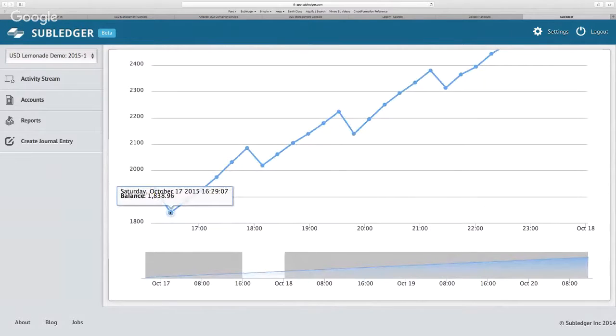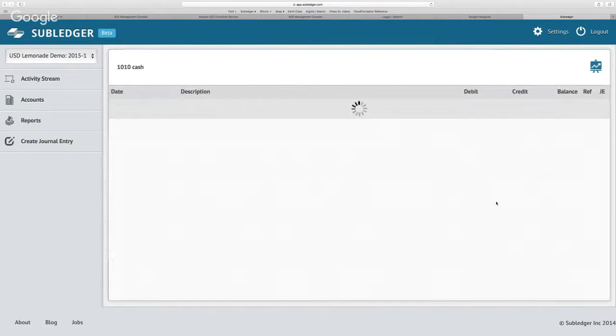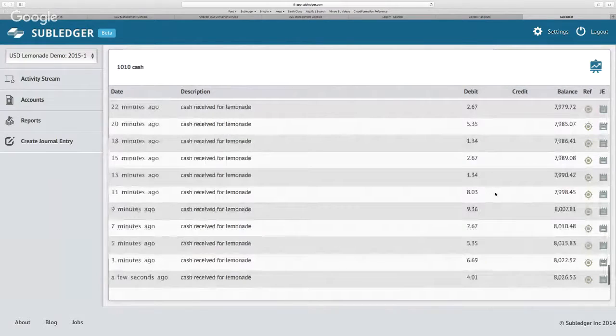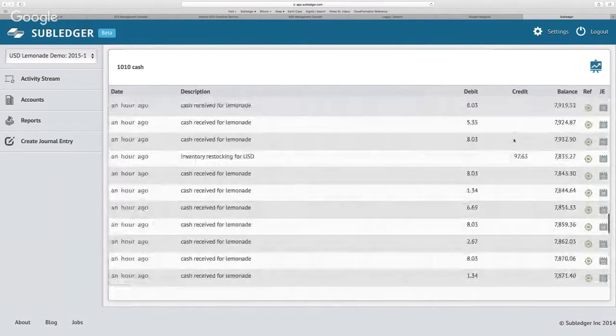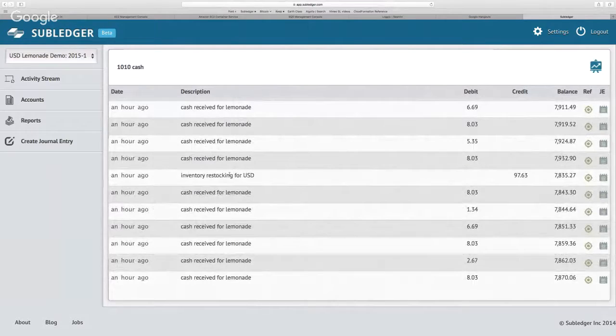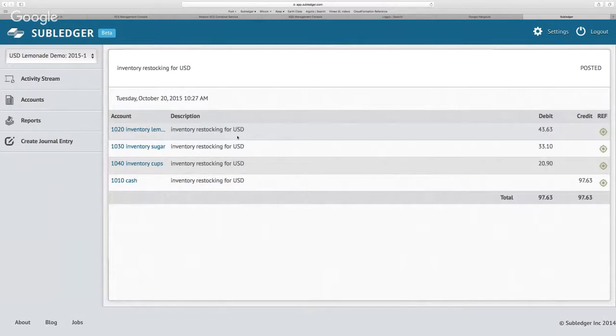Right. So what we have here is sale, sale, sale, sale, restock. Because in the account activity in cash, you'll see every once in a while, it's got to go buy more inventory, right? So that's going to be a credit entry up here somewhere. So here's a restocking entry that we can take a look at. Now we bought $43 worth of lemons and $33 worth of sugar and $20 worth of cups, which costs 97.36 cash.